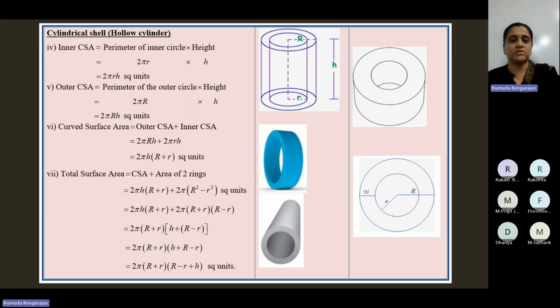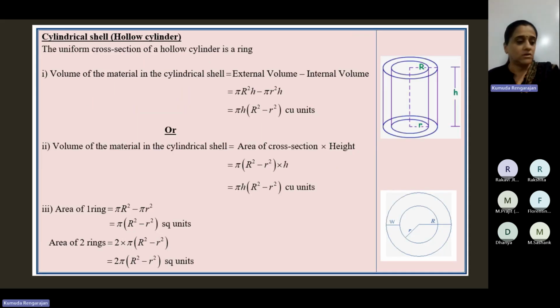And so this is about the hollow cylinder. Yeah. So now talking about the surface area. Now we were talking about the volume, right? Now talking about the surface area.